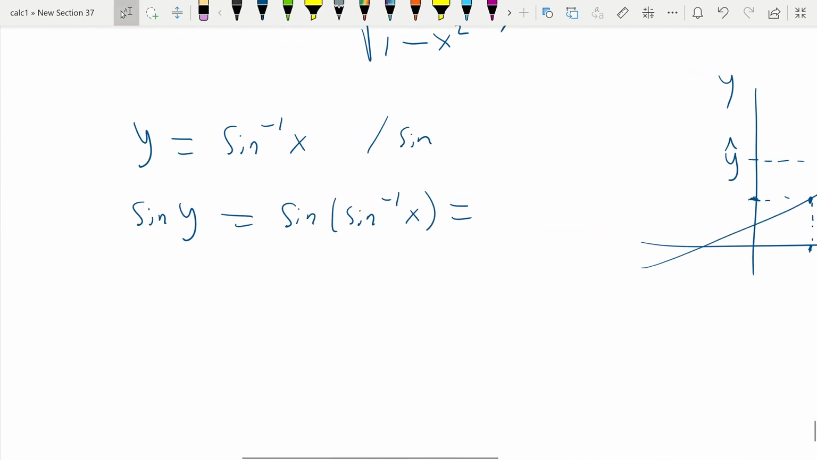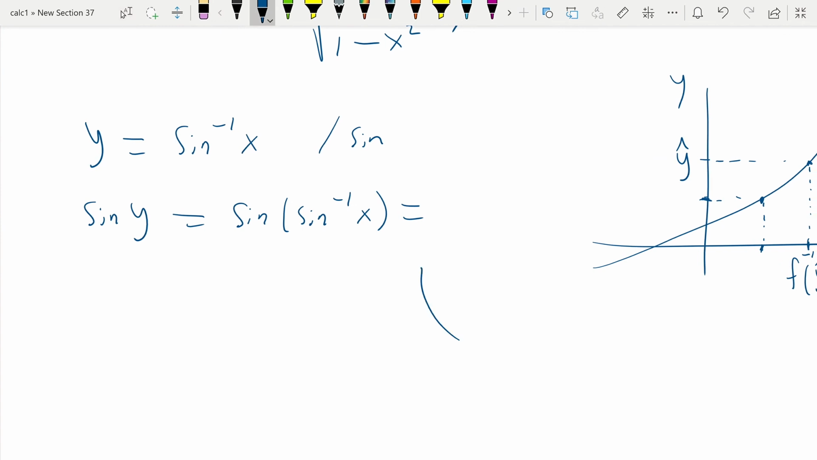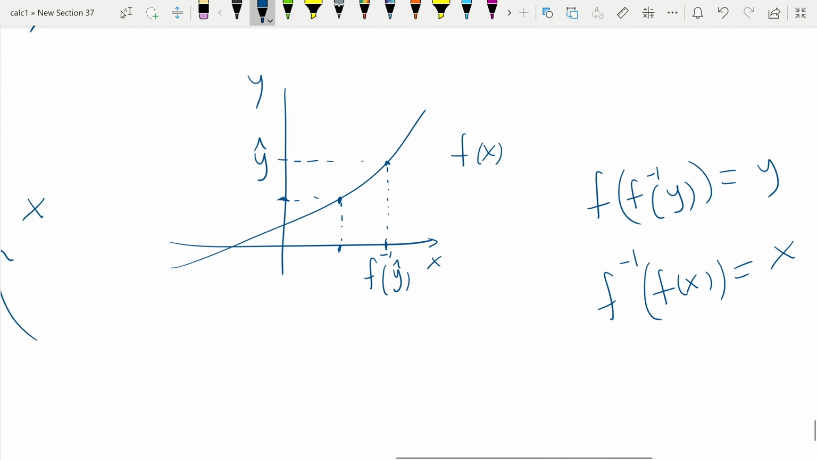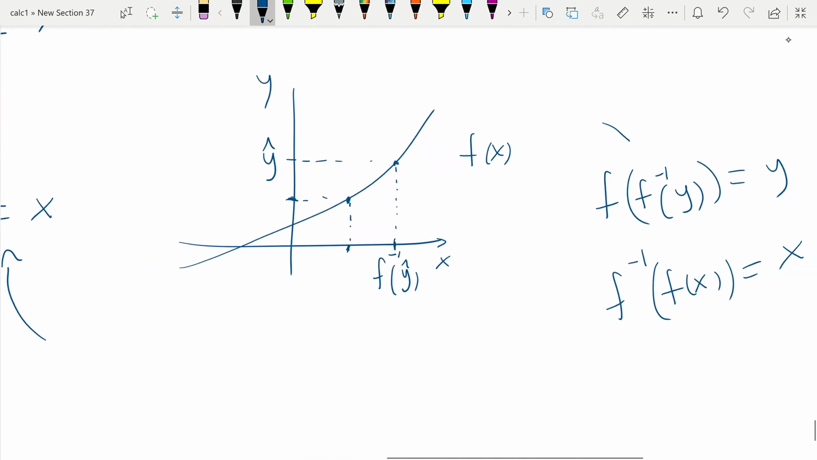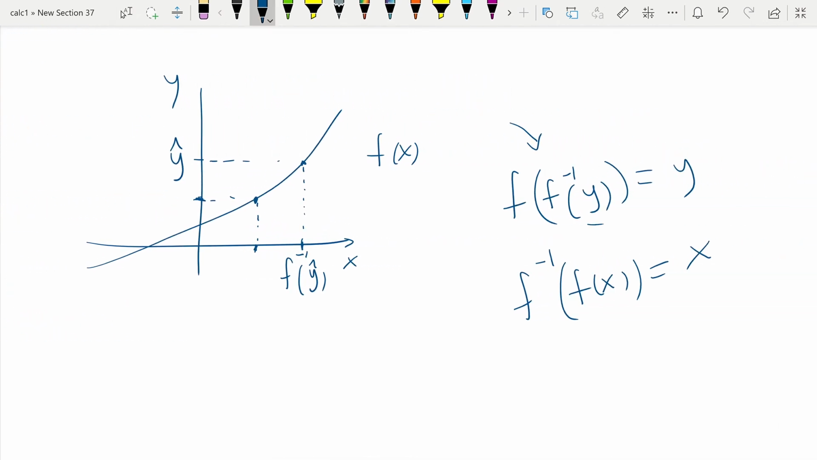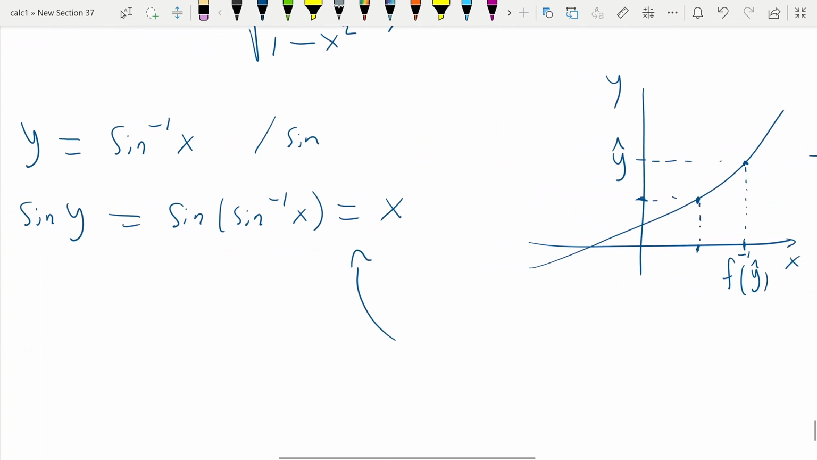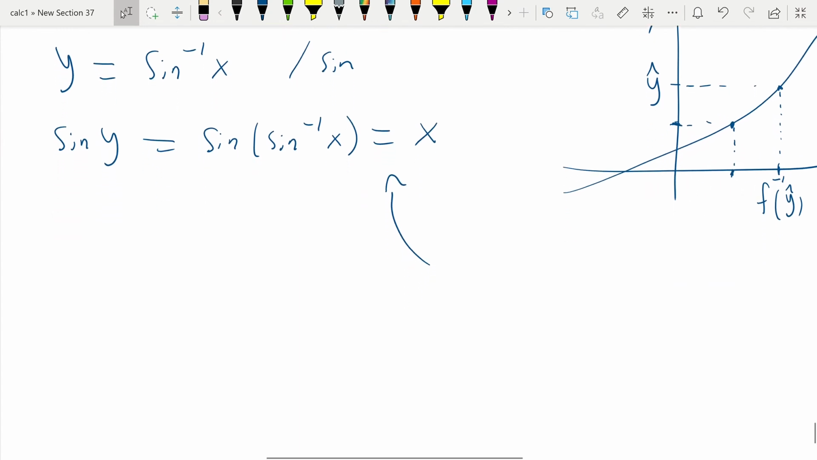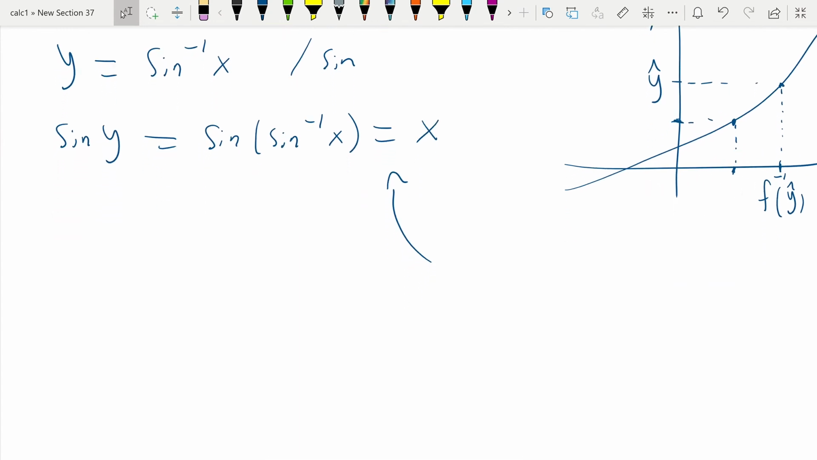And so now with this observation, what is this going to be equal to? You're applying f to f inverse of x. So that's going to be just x, based on what we just said. F of f inverse is equal to what's inside, so y. And that's equal to x.